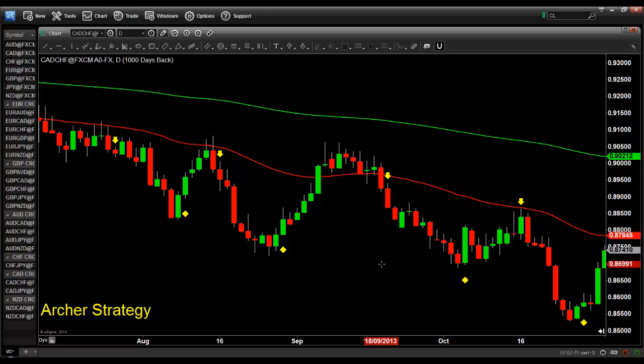But ultimately, as I mentioned, this is probably one of my favorite trading strategies, and I hope you enjoy using the indicator as much as I do.